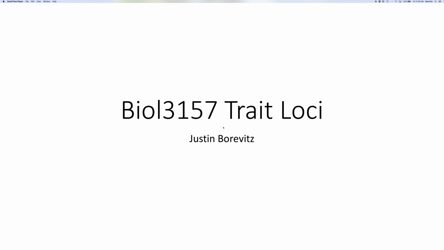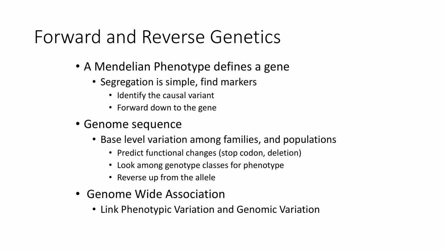BIOL3157. Today we're going to talk about trait loci, which is a phenotypic measure that's heritable and can be detected by SNPs, specific SNPs. So first let me introduce a little bit. What we're doing now is forward genetics. It's actually a combination of forward and reverse genetics because we have all the potential SNPs ahead of us as candidates, and we're going to go now testing each one of these genetic variants for a direct association with a phenotype.